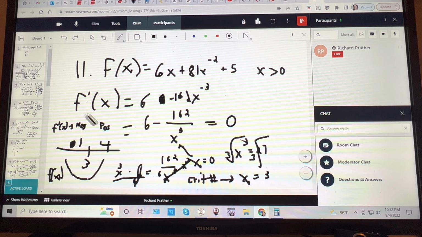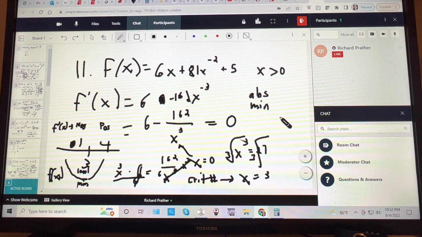So by the first derivative test of the previous chapter, then I know this 3 is a local or relative minimum. This is a local minimum. And because 3 is the only critical number in the entire interval, then it's by rule an absolute minimum as well.